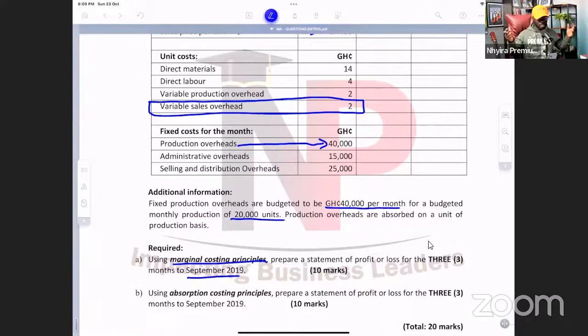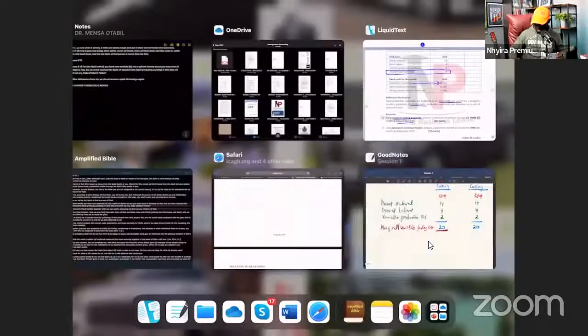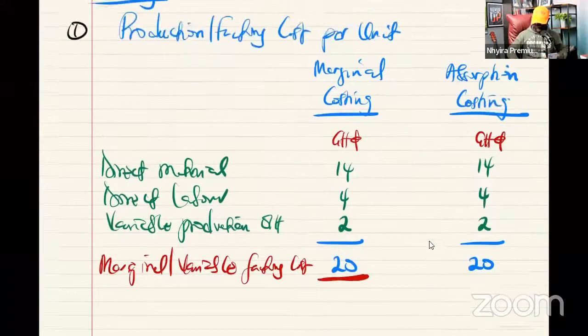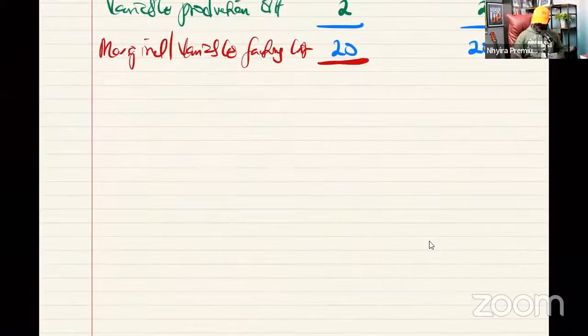All right. So what do we have to do? It means we have to calculate the overhead absorption rate per unit, so that will help us to then determine the fixed overheads that will be added. So I could bring that to working two, the overhead absorption rate.